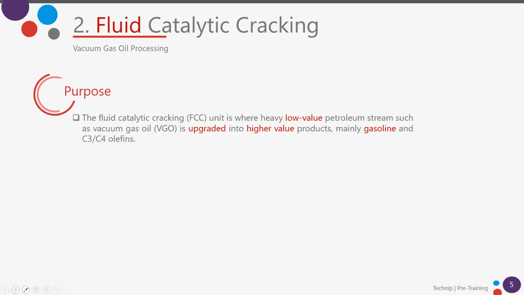So let's see what is the purpose of the unit. The fluid catalytic cracking unit is where heavy, low value petroleum streams such as vacuum gas oil are upgraded into higher value products, mainly gasoline and the C3, C4 olefins streams that we saw in the scheme that we will process in the polynaphtha unit.